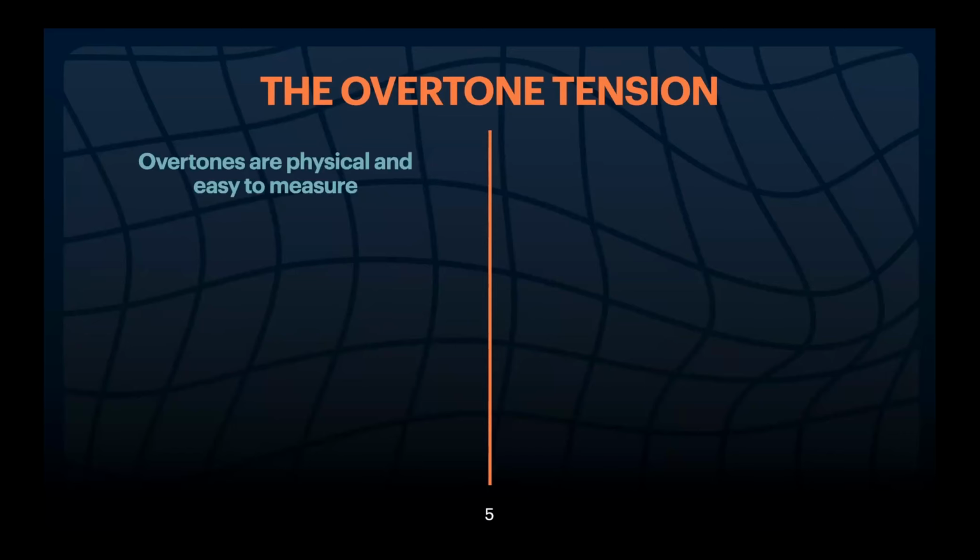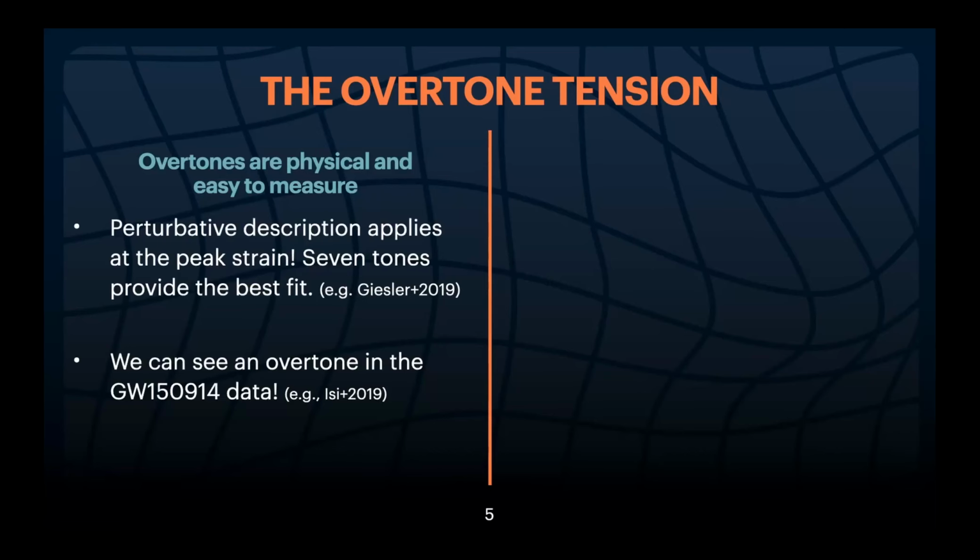On one side, you have this idea that the overtones of the binary black hole ring down are physically there and easy to measure. And in fact, what groups on this side of the divide say is that you can apply this linearly perturbed black hole ring down model all the way to the merger. So sort of, before we might expect that it would actually be linear. And not only that, but you can measure 7 overtones at this peak time of the merger. And what that also means is that we can actually see an overtone already in the gravitational wave 150914. So that first binary black hole, they've presented an overtone detection for that event.